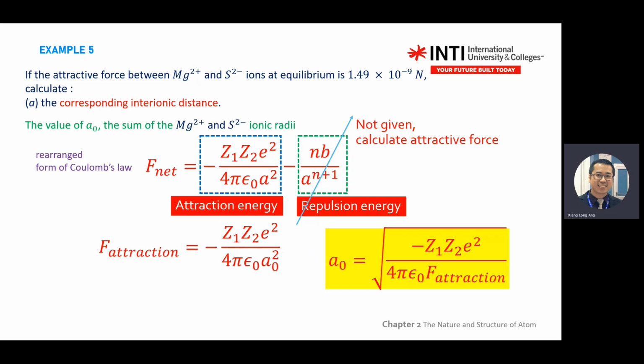Correction on this one. So when you see the word equilibrium in a question or statement, it means the net force is 0. So you only need to find one of them, either the attraction or the repulsion. How do you know you can find this one? When you're given the number n. If the question gives you, assume n equal to something, then there will be one portion where you need to find the repulsion energy. Okay.